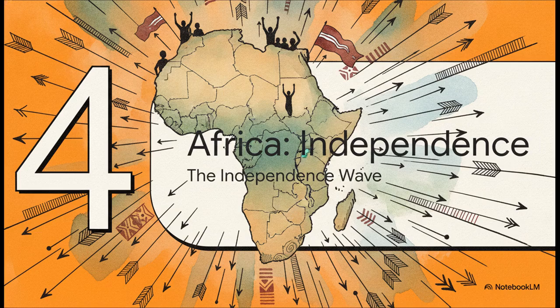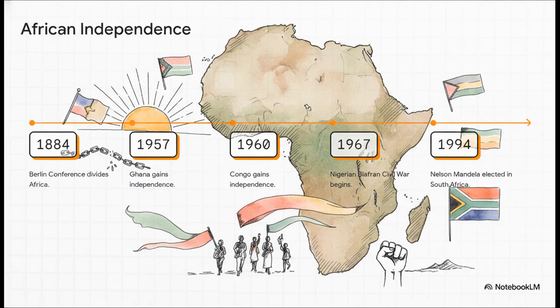Okay, let's shift gears to Section 4, Africa, the Independence Wave. So pointing our focus south to Africa. Decades after the Berlin Conference, the timeline of African sovereignty accelerated dramatically right after World War II. Weakened European empires, combined with the moral and legal arguments for self-determination found in the United Nations Charter, sparked rapid change. Ghana led the way in 1957 as the first sub-Saharan country to gain independence, followed very quickly by the Congo in 1960.